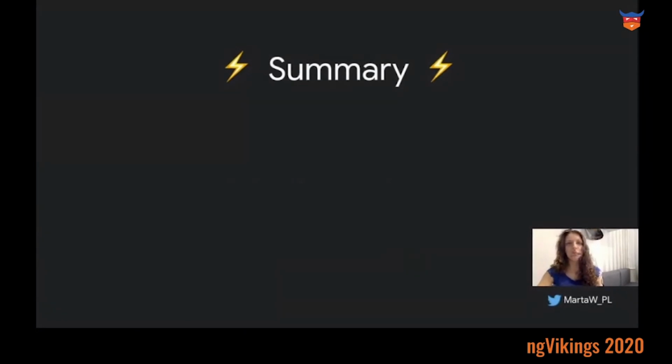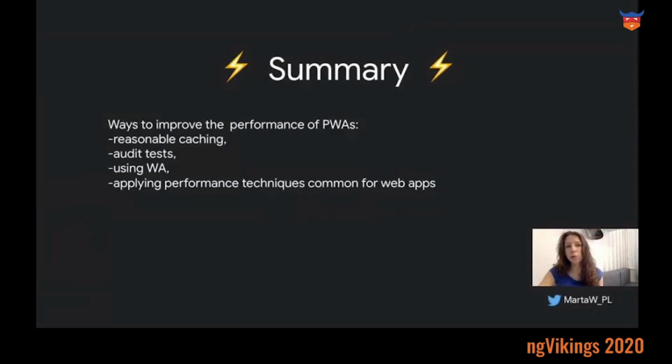Now it's time for a quick summary. Today I told you about the ways how you can improve the performance of progressive web apps. And I told you about caching. This is the main source of making progressive web apps faster than regular web apps. But please remember that this caching should be reasonable and you should apply proper techniques to cache your network resources, depending on how your app is rendered and where your data lives. Please remember about audit tests before caching, and about removing unnecessary stuff.